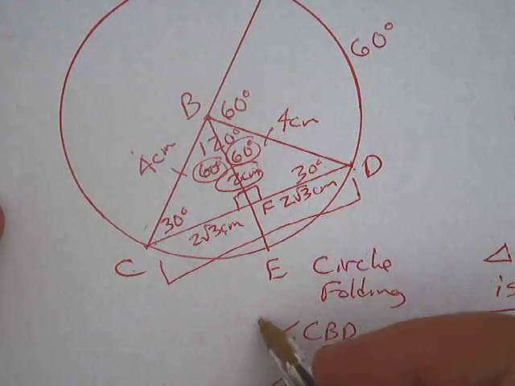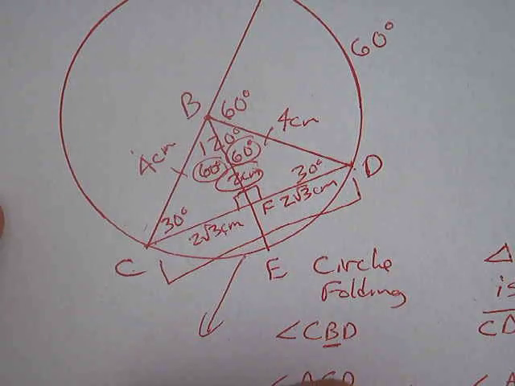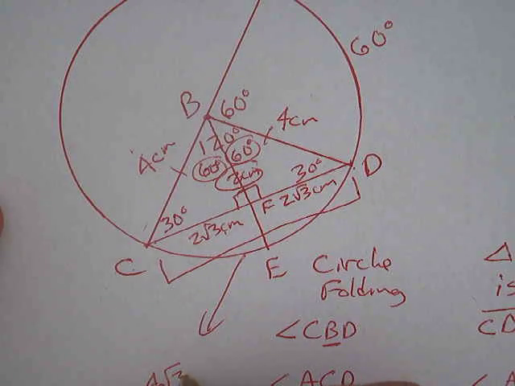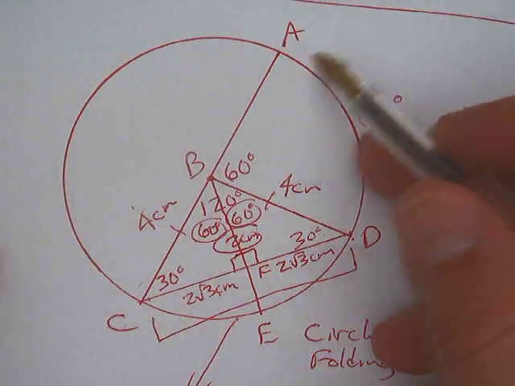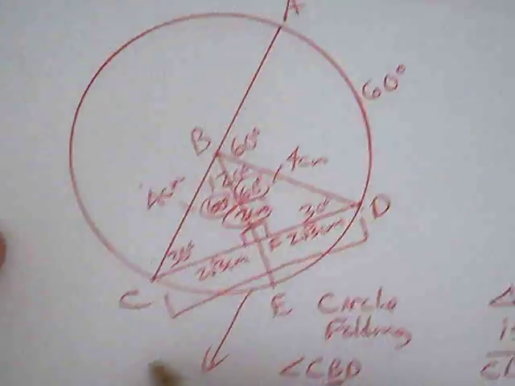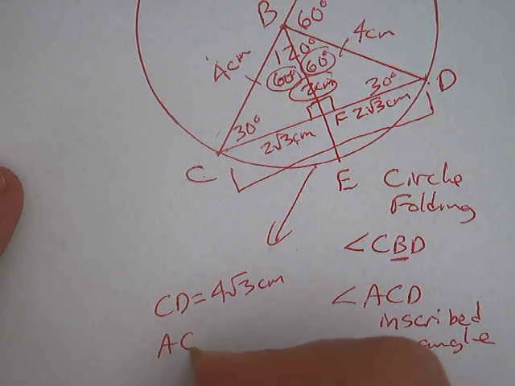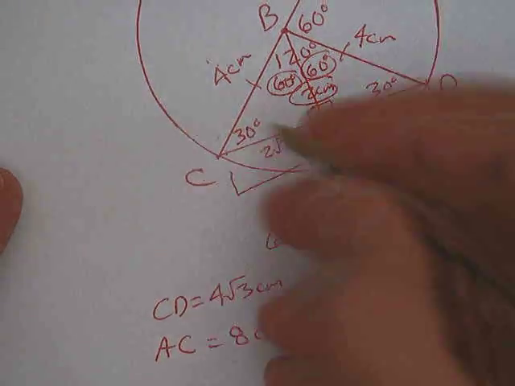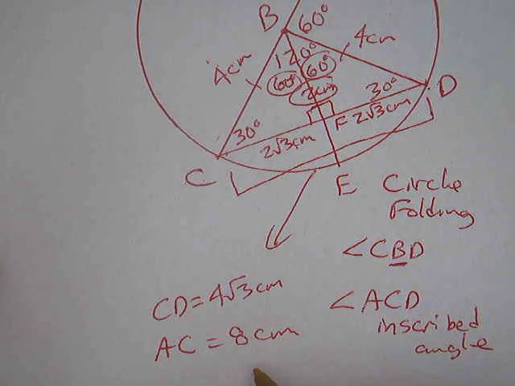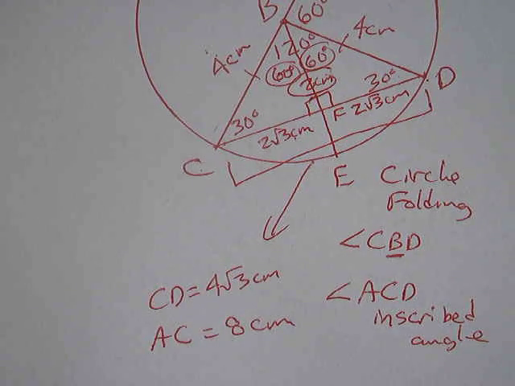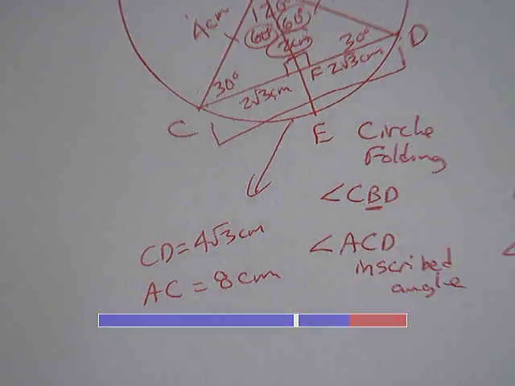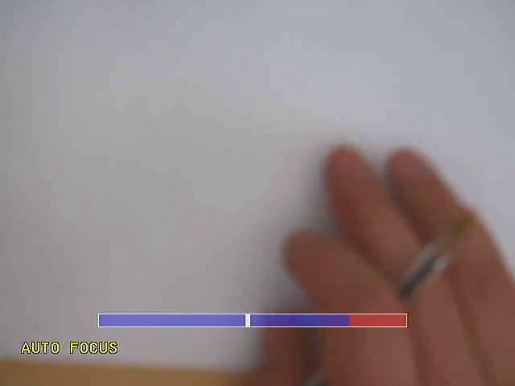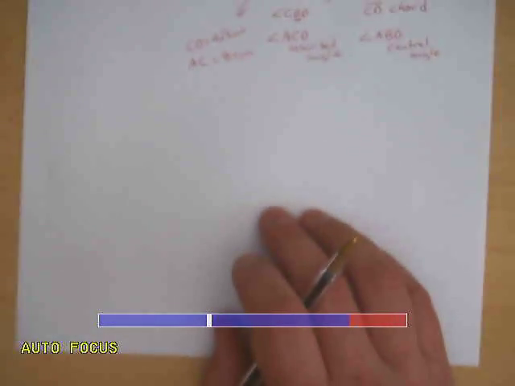Now if I wanted to know how long this chord is right here, I'd add these two together. So the length of CD is going to be 4 times square root of 3 centimeters. And now if this radius was 4, the diameter is double that. So AC would have to be 8 centimeters. So we took 2 times 4 to get 8 centimeters. All right, I want to make sure everybody has everything written down right now.